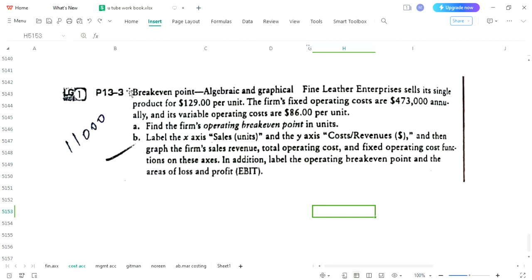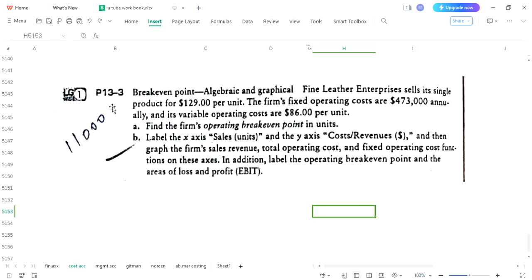Today's target is to solve question number 13.3. The chapter we are related to is leverage and capital structure. The specific topic we are up to right now is break-even point. As you know, in the previous two questions we have already discussed what break-even point is.